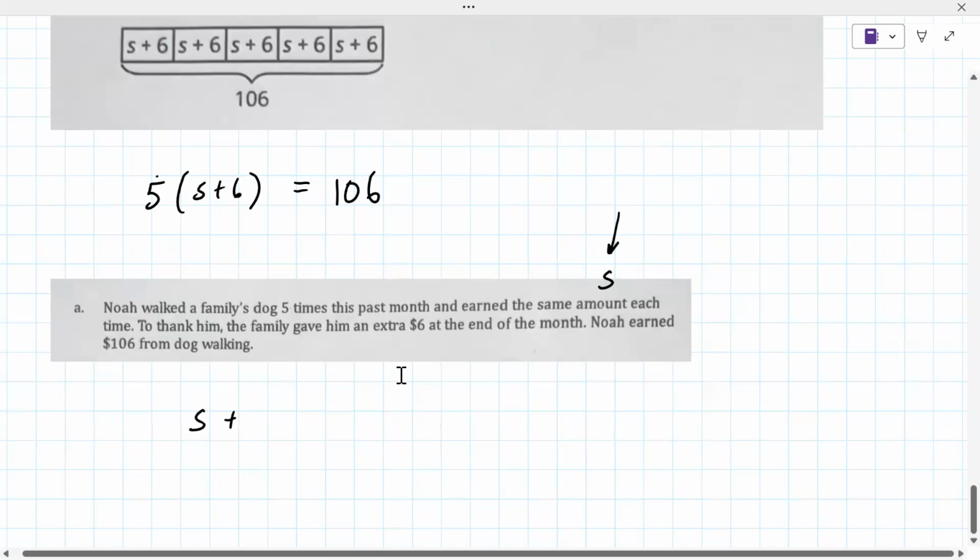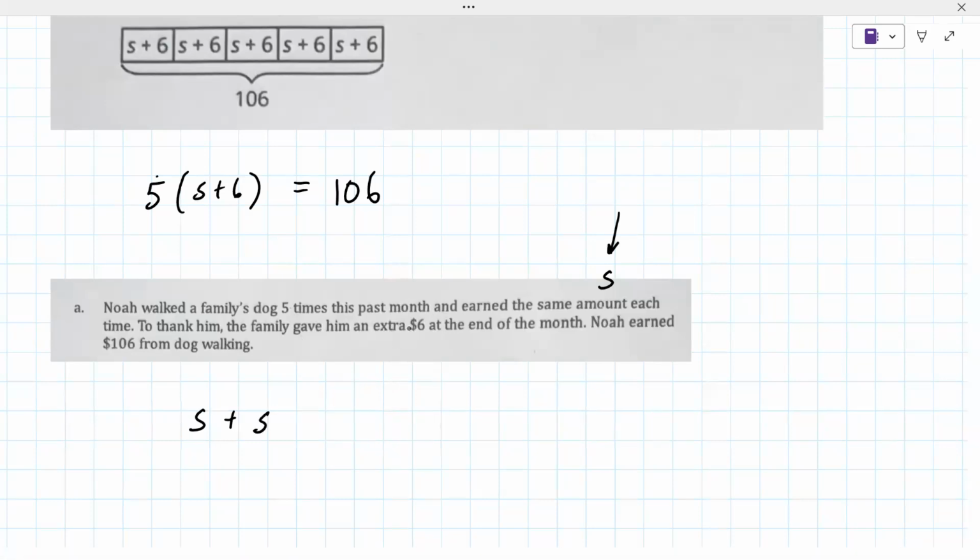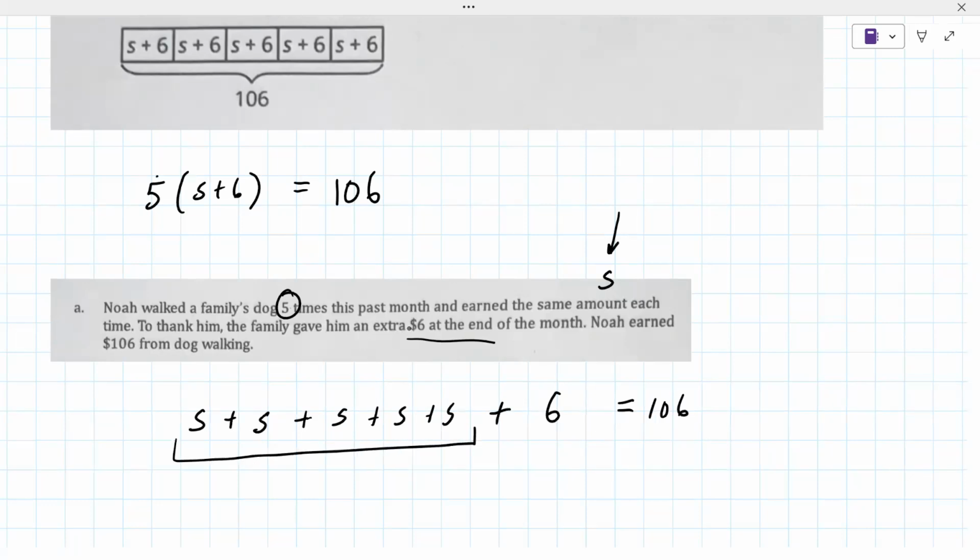S. Okay. And the next time, how much did he get paid? 6. Nope, that's at the end of the month. S. Yes. And then S, and then S. And then at the end of the month, he got 6, which totaled 106. Okay. So this part right here, how many S's is it? 5. 5S plus 6 equals 106.